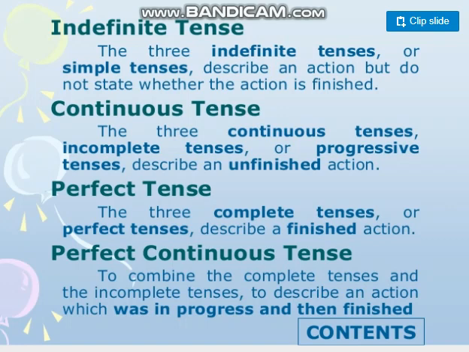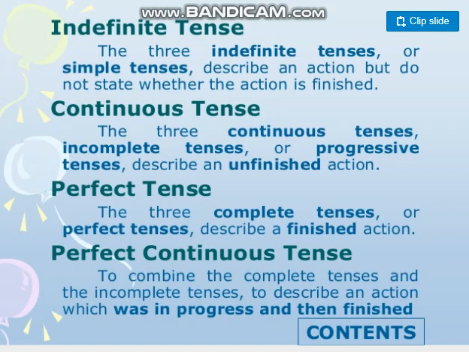Then in continuous tense, the three continuous tenses, as the name shows, are continuous. So here we can recognize that the action is in progress. The three continuous tenses can also be called incomplete tenses. Why? Because the action is not completed yet in it. They can also be called progressive tenses.